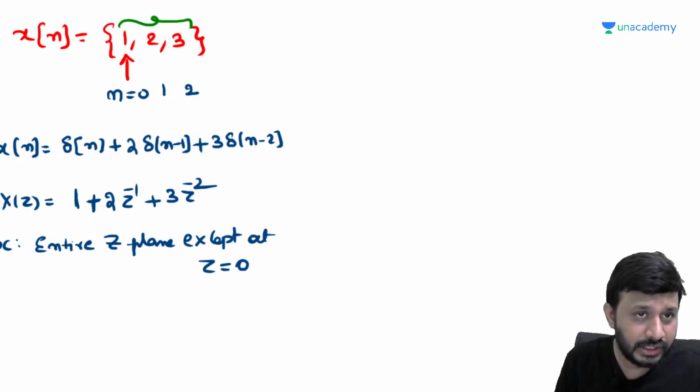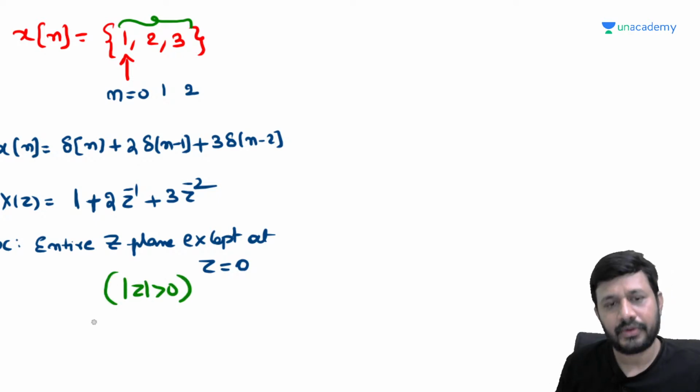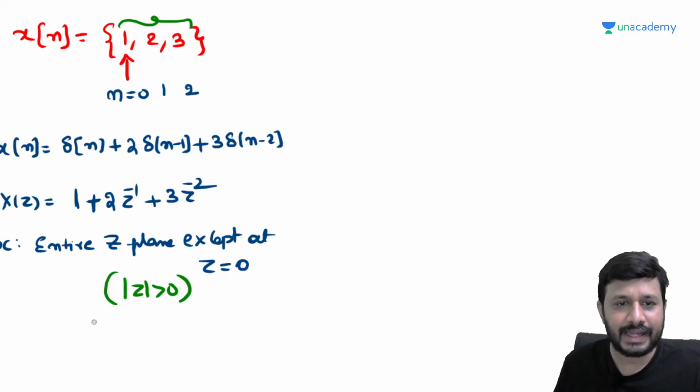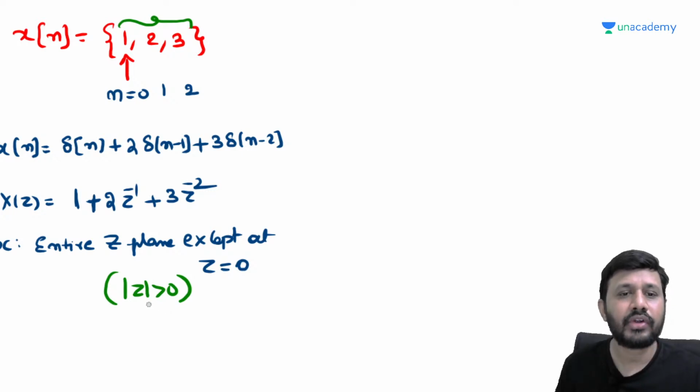And remember, my dear students, a very important point: the entire plane except z equal to 0 can also be written as mod z greater than 0. Suppose I say mod z greater than or equal to 0, it means the entire Z plane. If I remove that equal symbol, it becomes the entire Z plane except at z equal to 0.